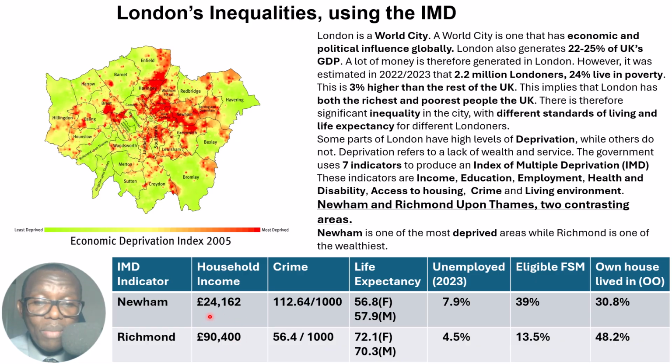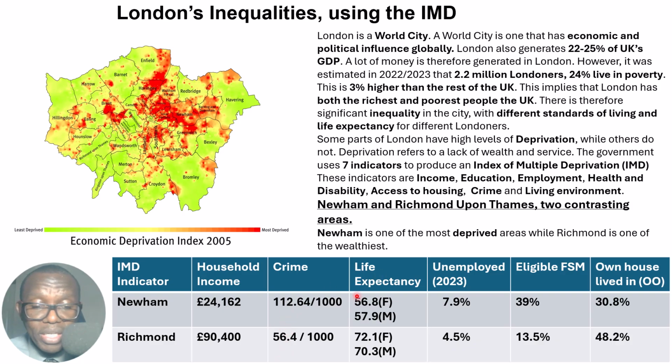And for Newham, it's 24,000, which is substantially lower. Then in terms of crime rates in Newham are 112.64 per 1,000. And then in Richmond, they are 56.4 per 1,000. Again, that is almost half, okay, in terms of crime.